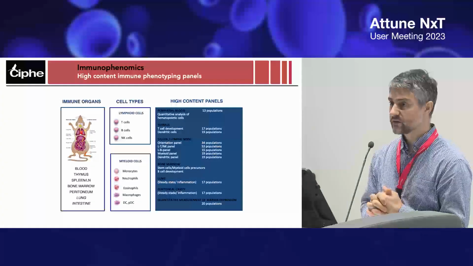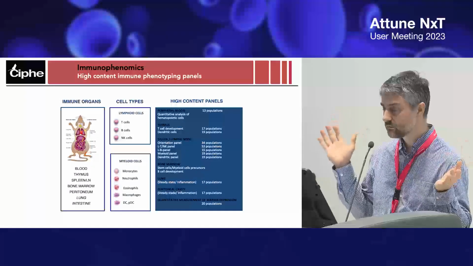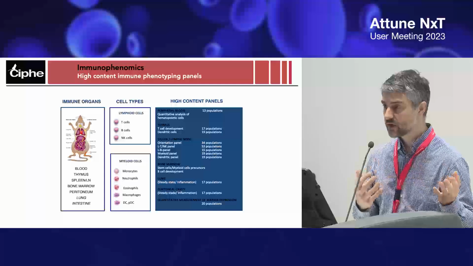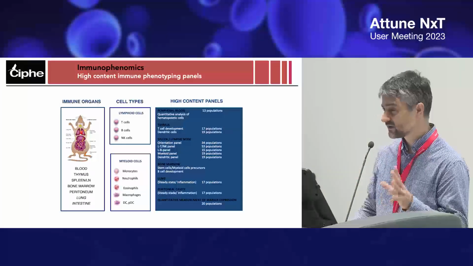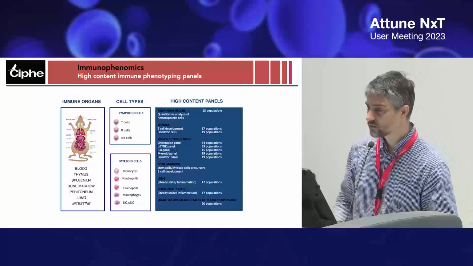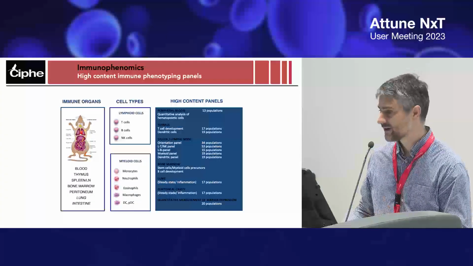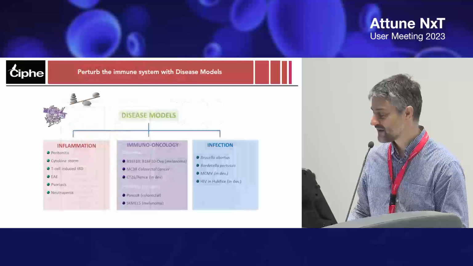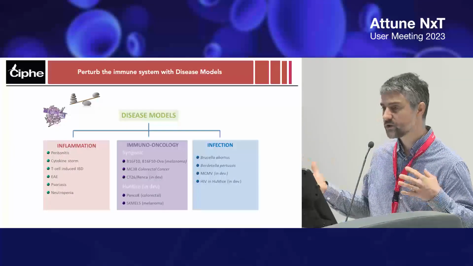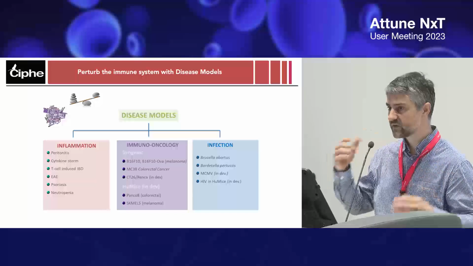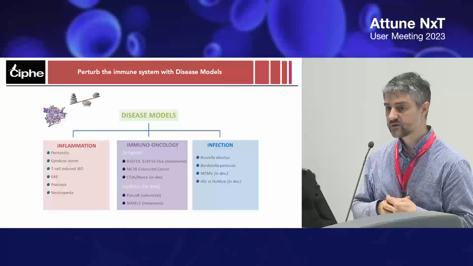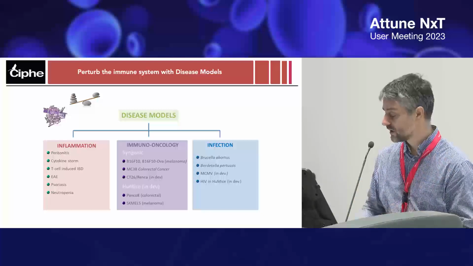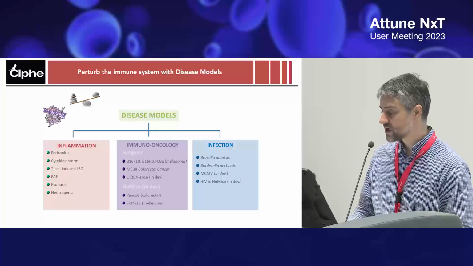I told you we have lots of panels, so we can profile the whole mouse immune system in different organs. And this process actually took some time. So now I've seen it's like 10 years we have the Attune now. So it's been a long story together. And once you have this panel, what you want to do is just perturb the immune system, right? You want to change the basal status and then see how the immune response reacts to the challenge.